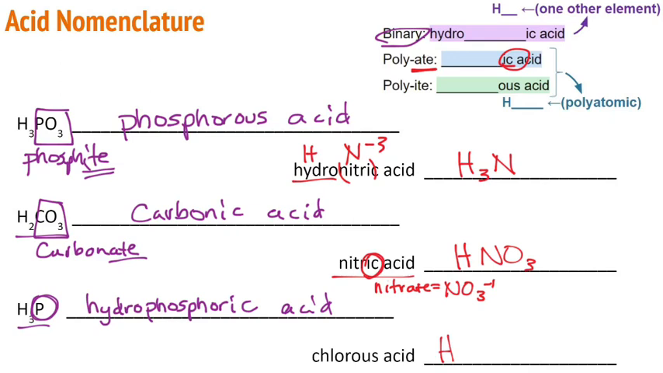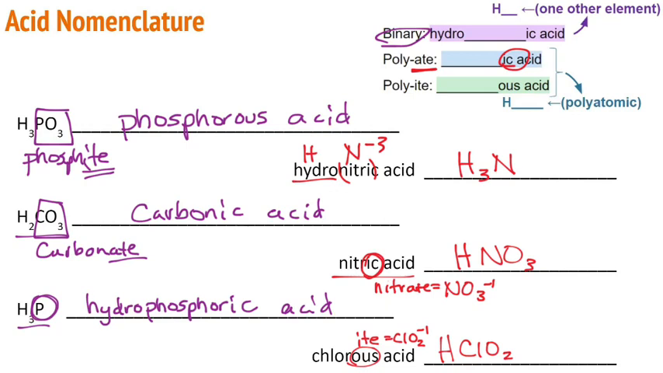Chlorous acid starts with H. Even though there's no hydro at the beginning of the name, that doesn't tell us whether it starts with H or not. Hydro just means there's no O's, that it's binary. So chlorous acid, us came from the ite version. So chlorite is ClO2 -1, which means this is HClO2.